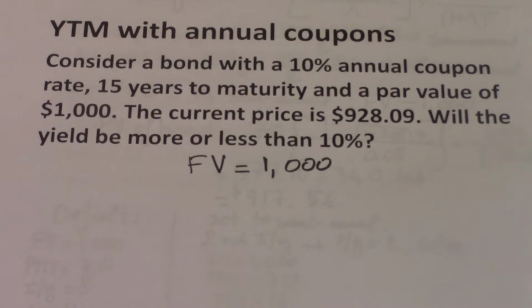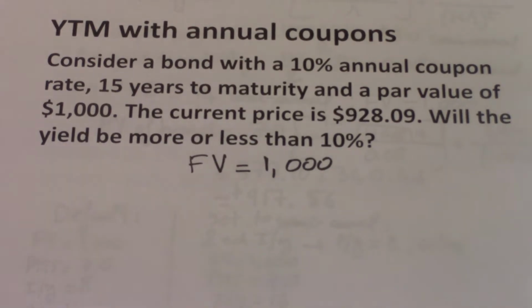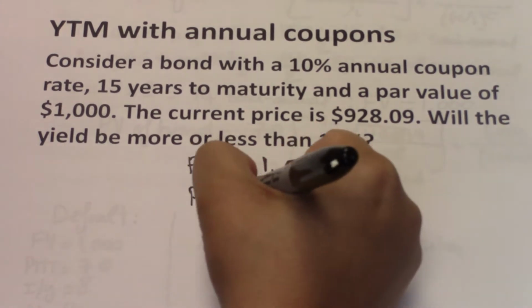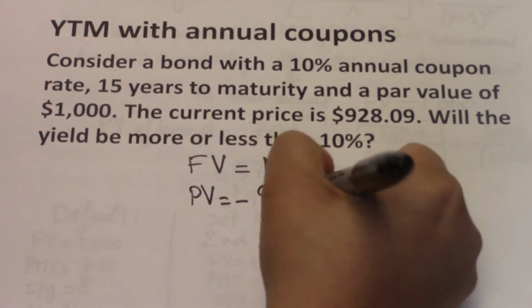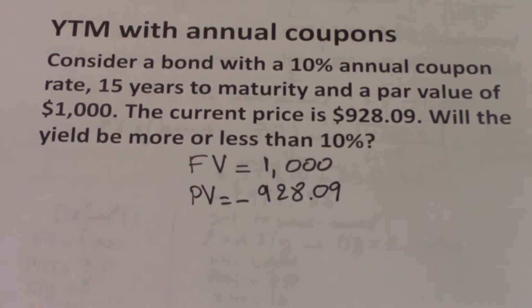The problem is saying that the current price is $928.09. So if you were to go and buy the bond today, you're going to pay $928.09. So we input it as a negative number. PV equals negative 928.09. And here you have to be careful, because if you mess up the sign convention, then your numbers are not going to make sense.